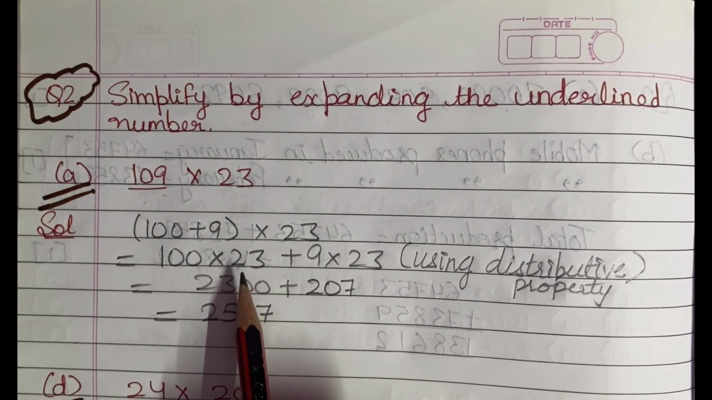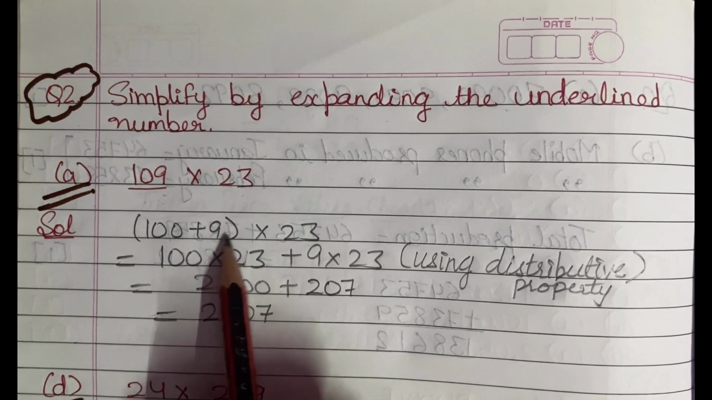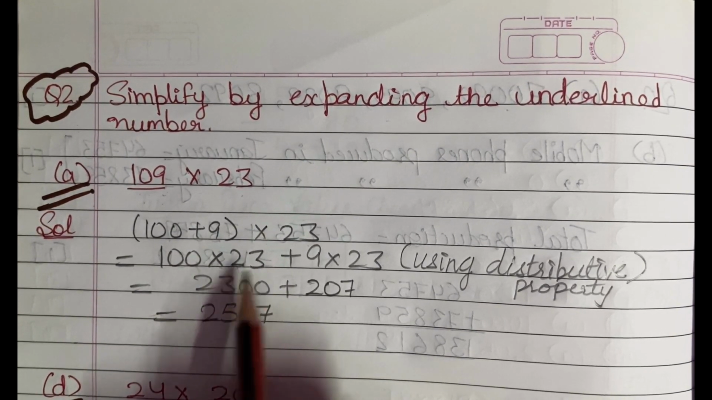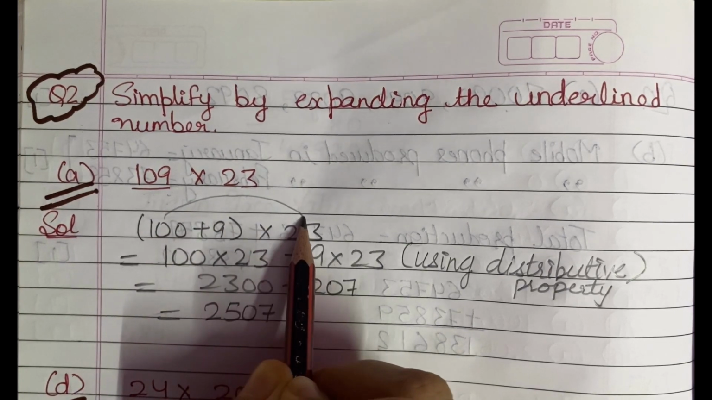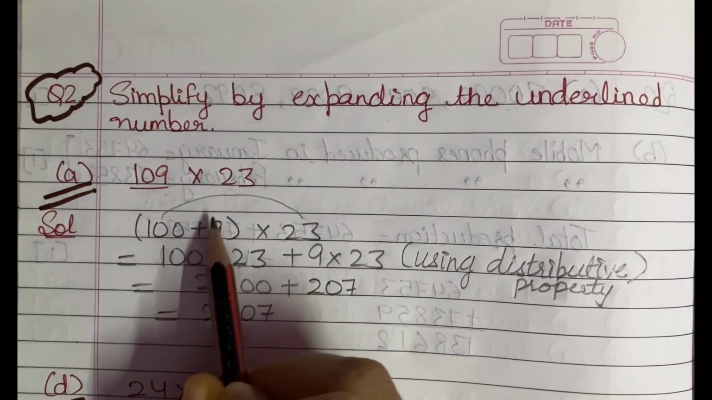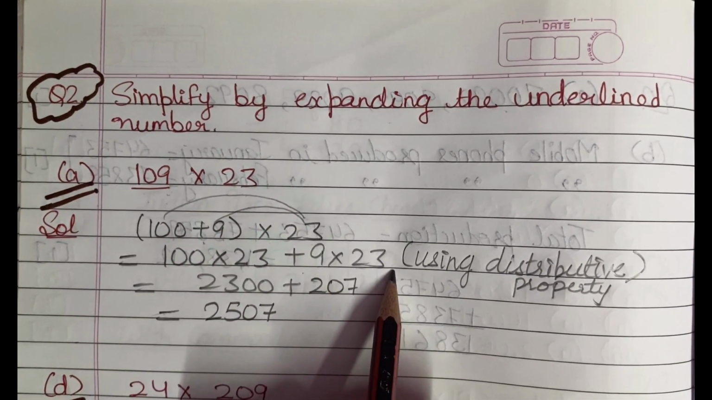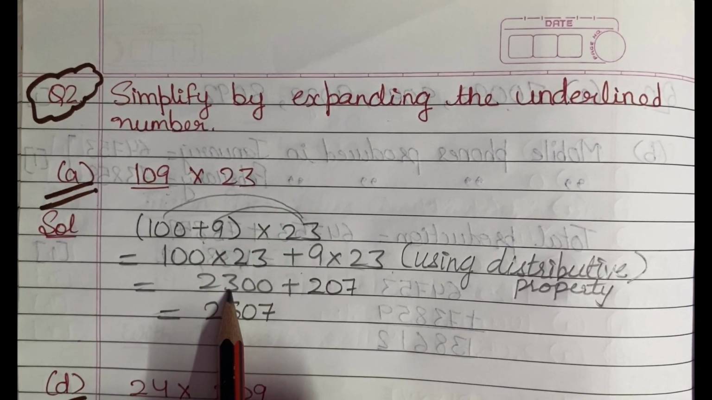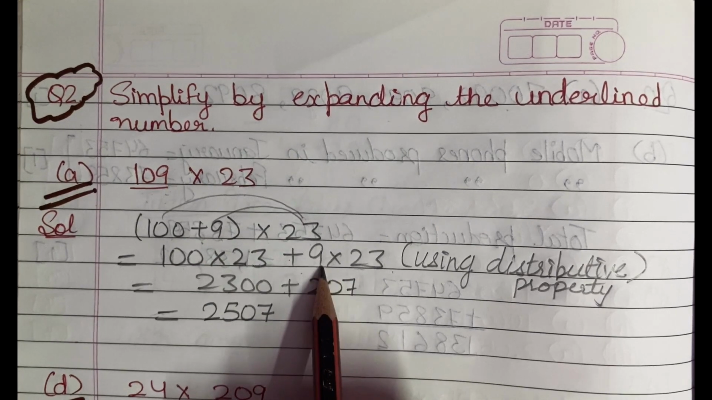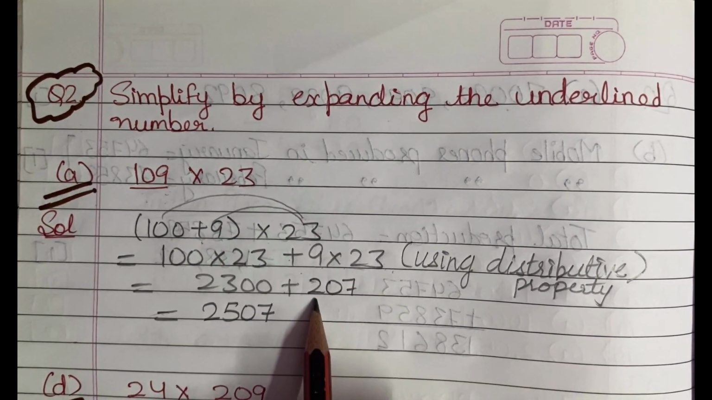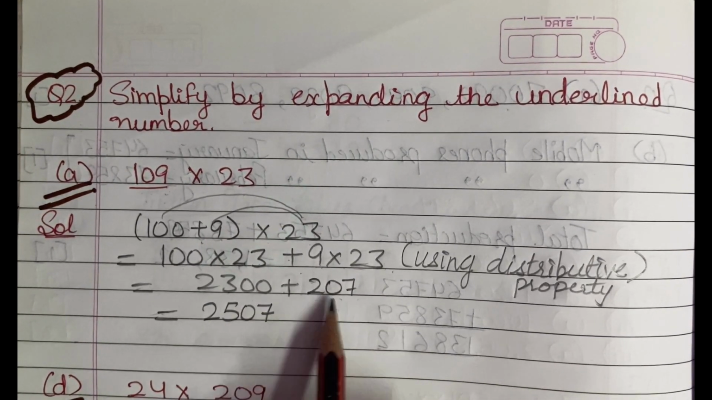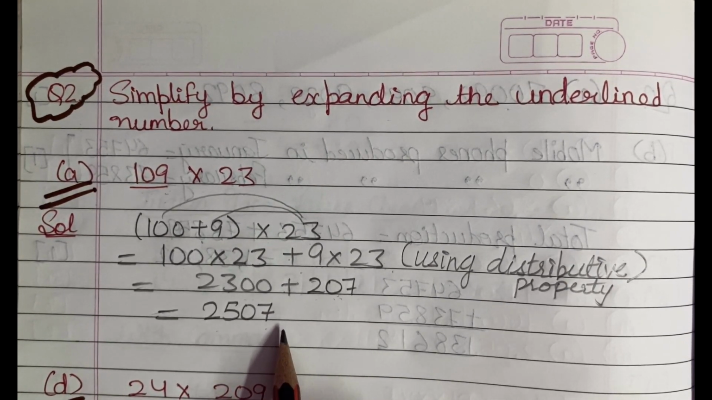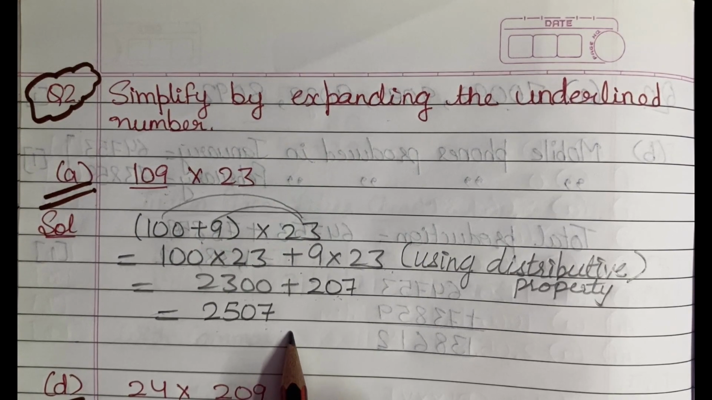Now we will apply the distributive property on this, and on applying it, we will get this 100 multiplied by 23, then plus sign will come, this 9 multiplied by 23. Now on multiplying 100 by 23 we will get 2300, then plus sign, 9 multiplied by 23 gives 207, and on adding them we will get 2507 as an answer. Hopefully it is clear to you.